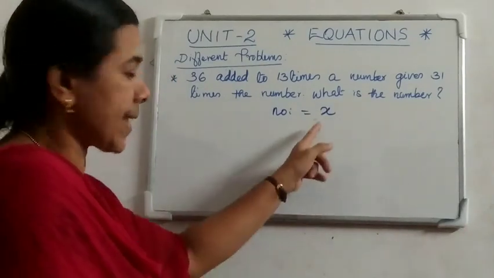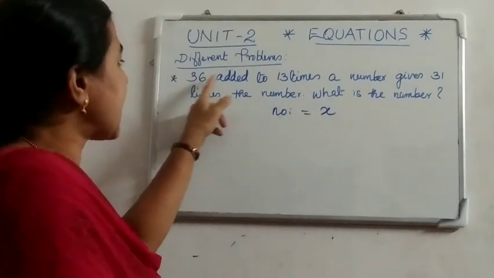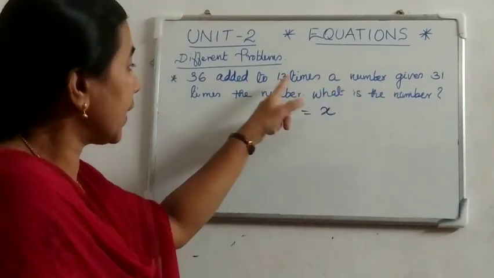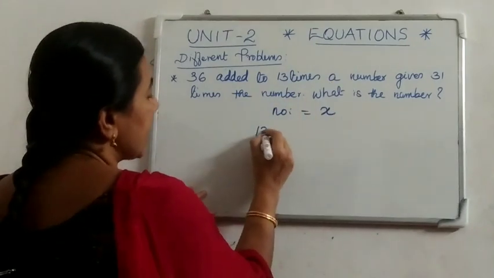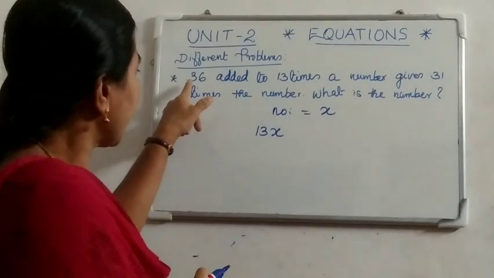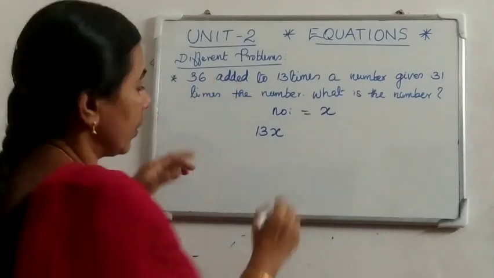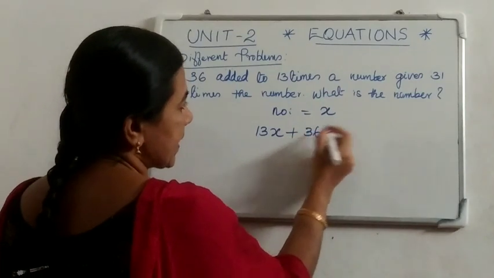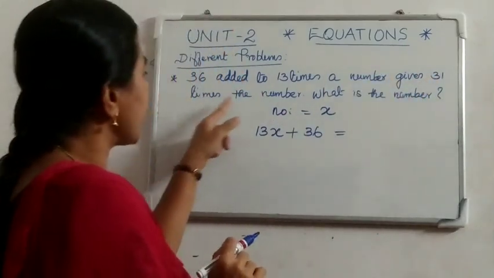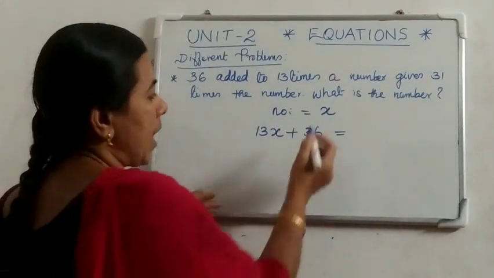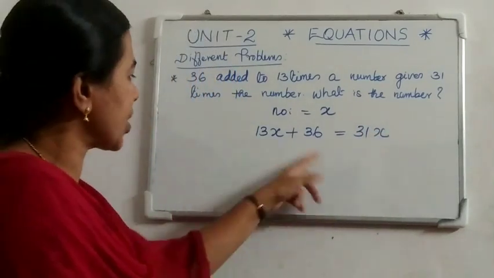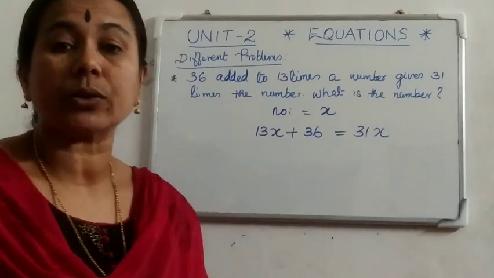What things do we want to do with this x, with this number? 36 added to what? 13 times a number. 13 times a number means 13x. To 13x, what do we want to add? 36 added. Therefore, 13x plus 36 equals what? 31 times the number. Therefore, 31x. We got the equation as 13x plus 36 equal to 31x.